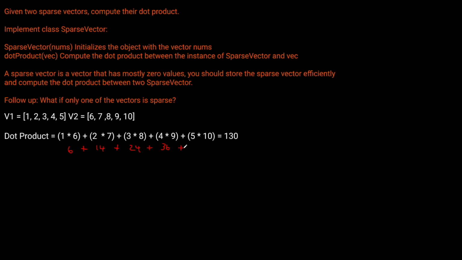We're going to do the same thing for the last index. So we're going to do 5 times 10, so that's 50. And when we add it all up, we can see that we get this value 130. So that's how we compute the dot product. Now, let's solve this question. And there's actually quite a few solutions here, so we'll walk through them one by one.